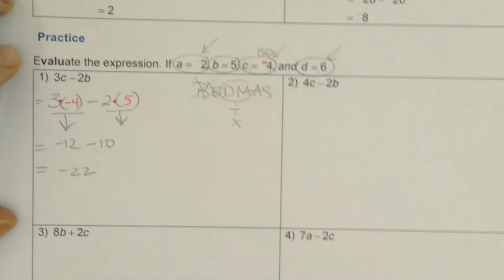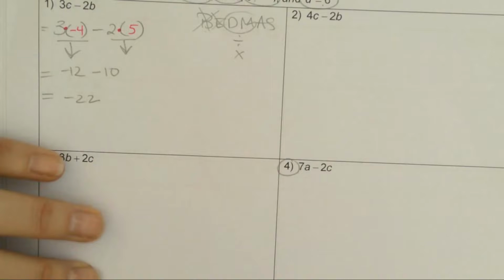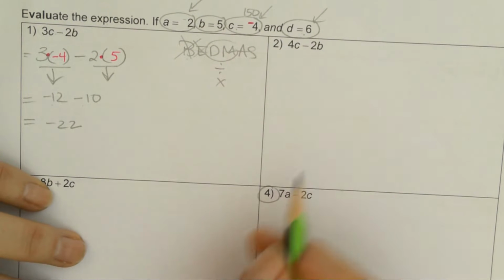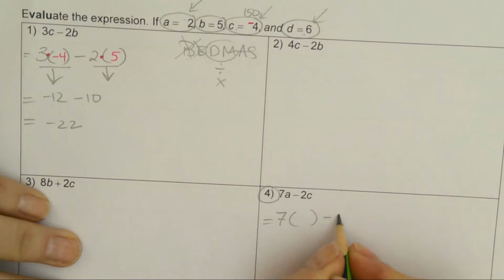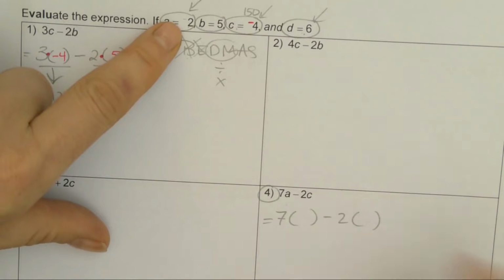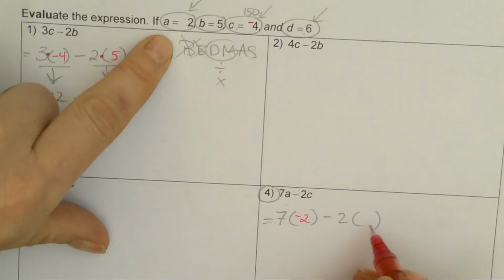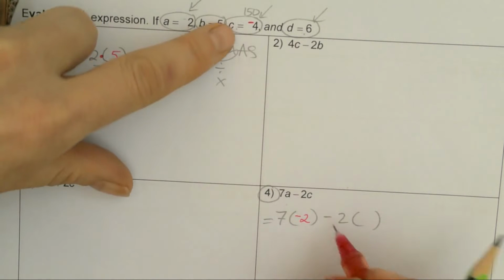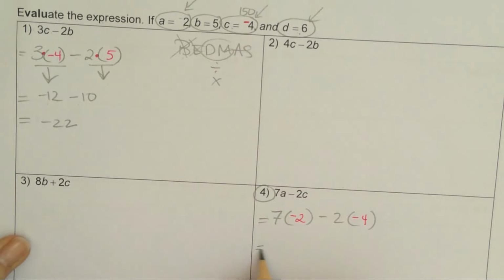Okay. Let's do 4 together. Wherever there's a variable, a letter, we're going to replace it with brackets. And we say, what is the value of A? A is -2, so I'm going to put -2 in. And then, what was it? C. C is -4, so I'm going to put a -4 in. So it's the same as this.